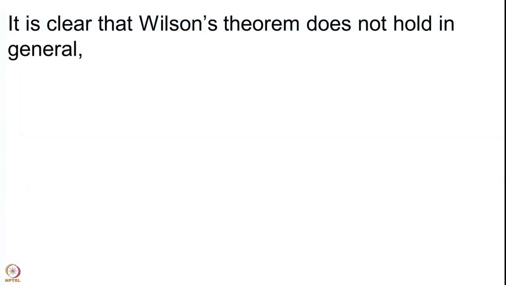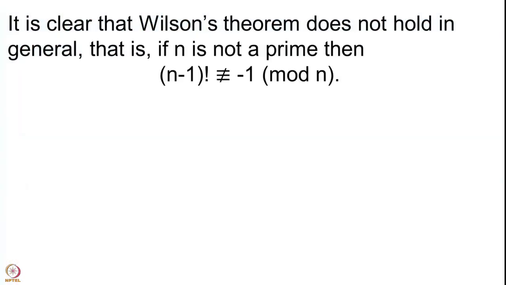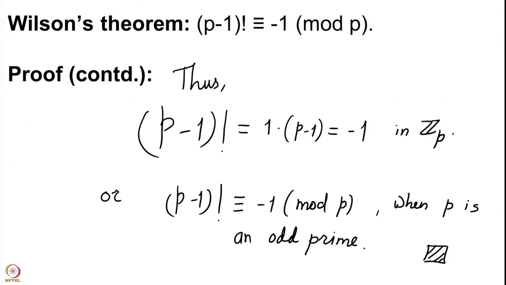Alright, so we have such a nice result and you may ask what would happen in general. So, clearly Wilson's theorem does not hold in general. In fact, what that means is that if you take a number n which is not a prime, you may ask, the earlier slide said that p is odd. If you put p equal to 2, then yes, that also holds. Here p minus 1 is 1, but that is also minus 1 modulo 2.